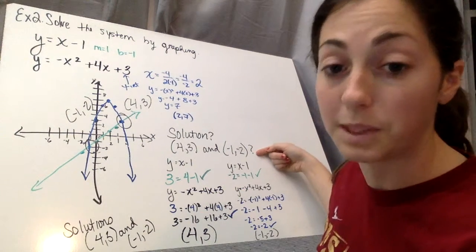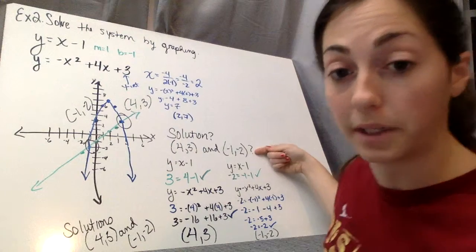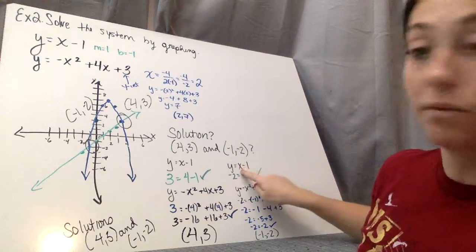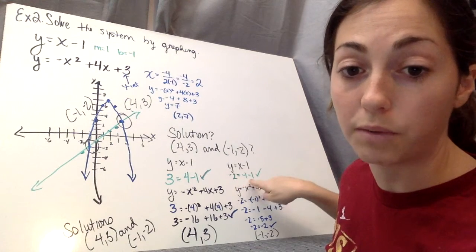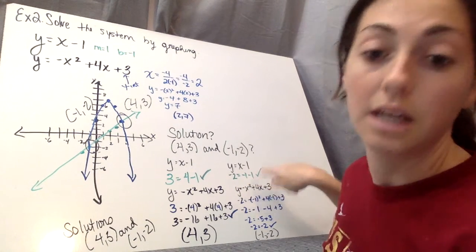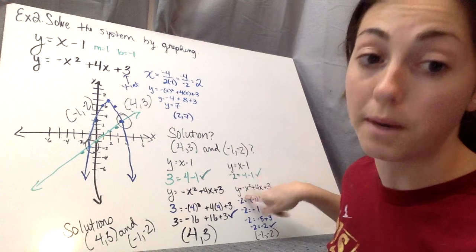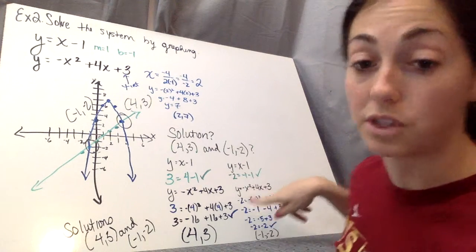This one was my uncertain one, so I had to plug it in to be sure. So I plugged in -1 for x and -2 for y. And -2 equals -1 minus 1? Yep, it does. So there we go. That's a solution for that one, but it doesn't mean it's a solution for the other one. You have to check both.